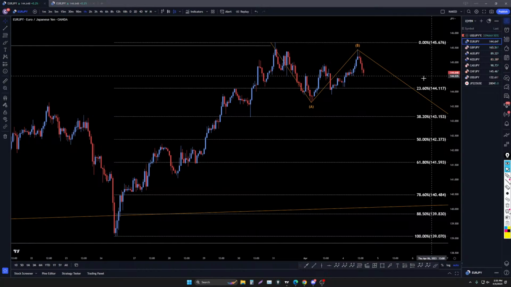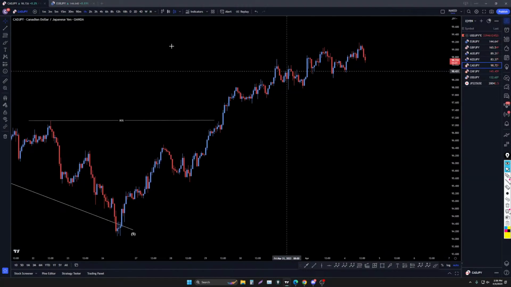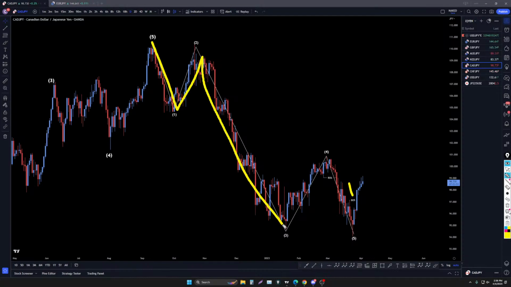So the euro yen, I'm thinking is definitely going down for a wave C. The Canadian yen was another one that was requested. Let's head up to the daily time frame. Now this one also broke structure down here. This one's definitely a little different because this looks like a trend. That's a very clear 5-wave trend.